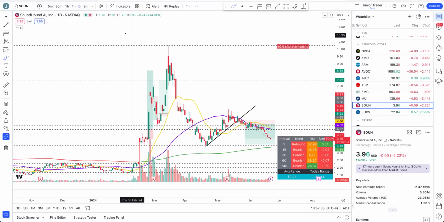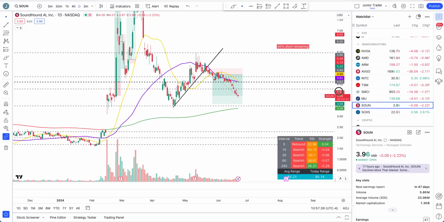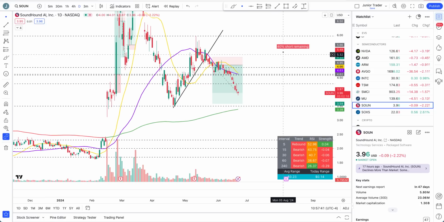SoundHound AI, guys, I'm still in the short play, and you can see that I have been making good moves on this. I'll talk more about it. I did take some more partial profits, but yeah, this is looking great.